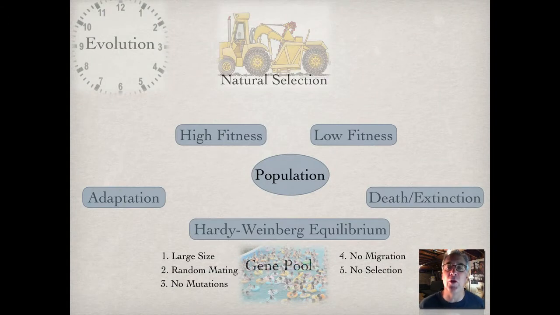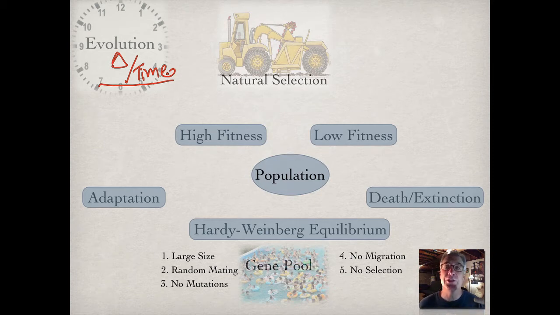What I've done is I've drawn this concept map, and this concept map tries to outline all the different players and all the different concepts that come into play when we're talking about natural selection. The first thing that you've already discovered is evolution's definition is change over time. That's why we have the clock surrounding evolution.